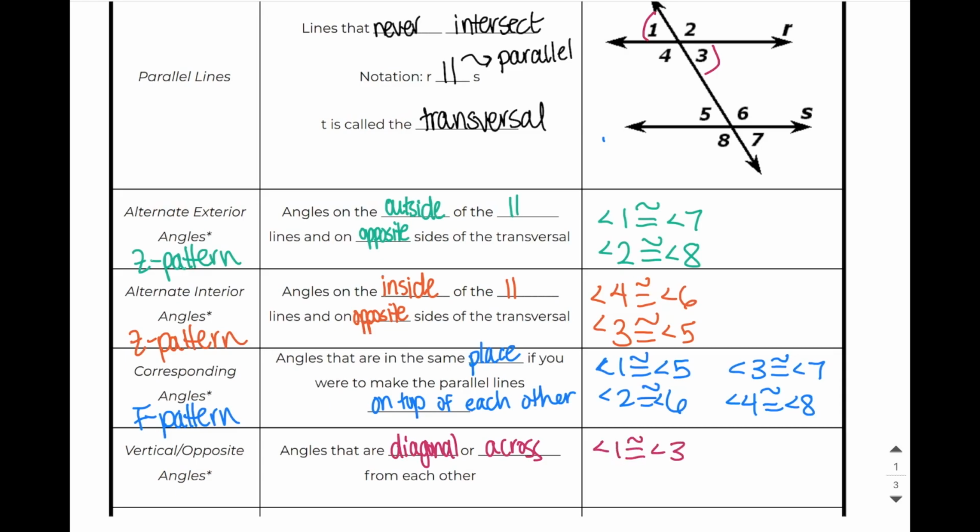So just like we learned about opposite angles without parallel lines, you don't need them. They're both on the same line here. So angle 1 would have to be congruent to angle 3. Another example here would be angle 2 is congruent to angle 4. Now on line S, we also have angle 5 and angle 7, and we also have angle 6 and angle 8. So these are vertical or opposite angles here.